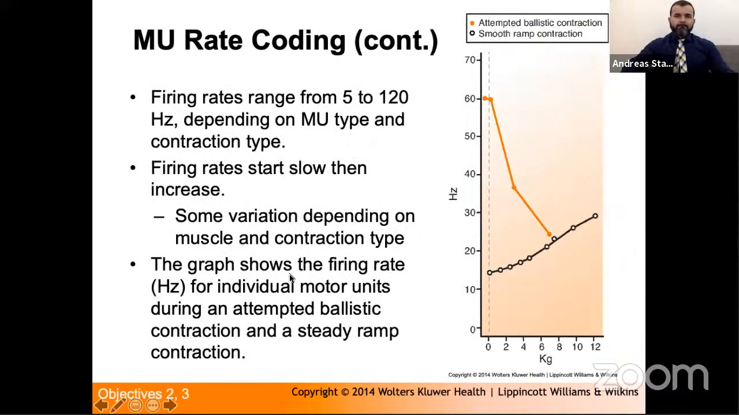All right, what do we see here? That velocity or speed has an effect on the activation, on the firing, or the rate coding, right? The firing rates can be from 5 to 120 hertz. So one way to control that is speed. You see the black line going up. It's a really smooth, slow kind of contraction. When we do some kind of ballistic, which is the orange one, you can see that it starts really fast and it just drops.